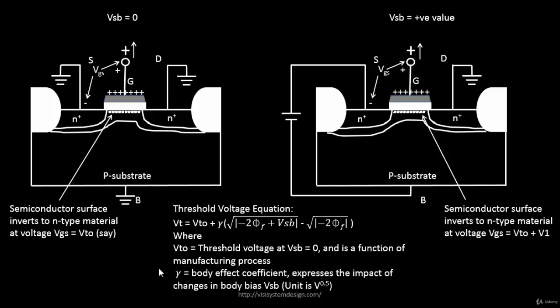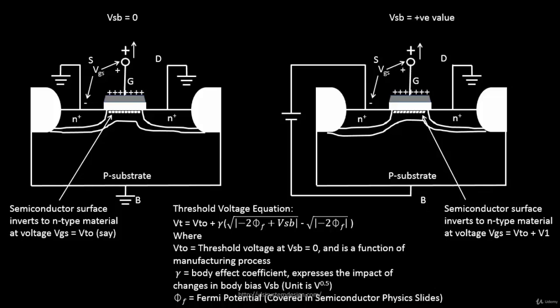And gamma is referred to as the body effect coefficient. So this additional term in the equation came because of the body effect, that's basically the effect of the body terminal. So we call it the body effect coefficient, and it expresses the impact of VSB. And phi f is the Fermi potential.